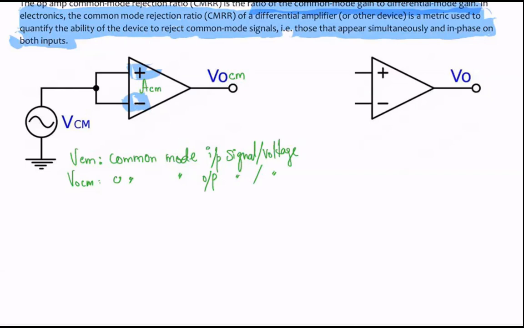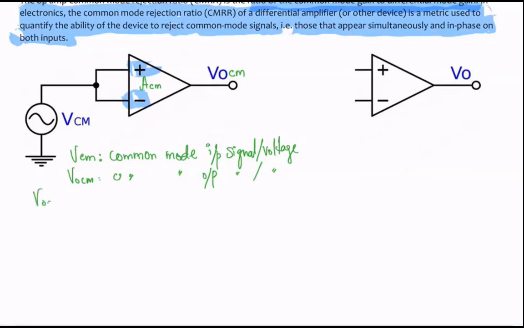So if I am trying to calculate the common mode output voltage here, VOCM, we know that this is going to be equal to ACM times, say, VD, which is the differential voltage over here. VD, or in the previous lectures, we have said VN, same thing. I'm just saying VD here, differential voltage.